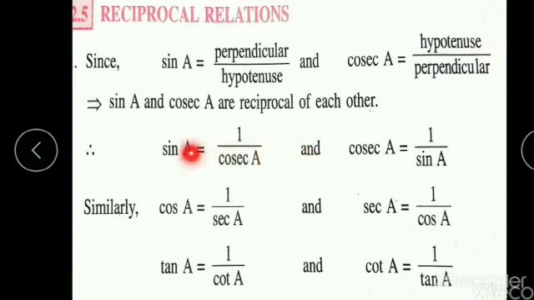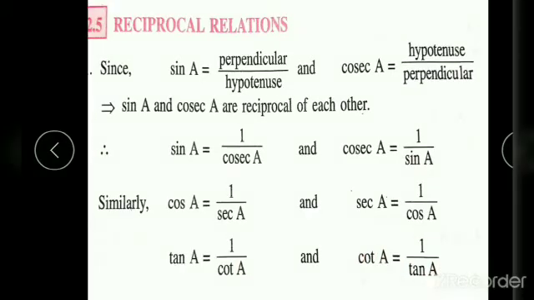So you can write sin A is equals to 1 divided by cosecant A, and the cosecant A you can write it as 1 divided by sin A. And cos and secant are reciprocal to each other. That is, cos A is equals to 1 divided by secant A and secant A is equals to 1 divided by cos A. And tan and cot are reciprocal to each other.